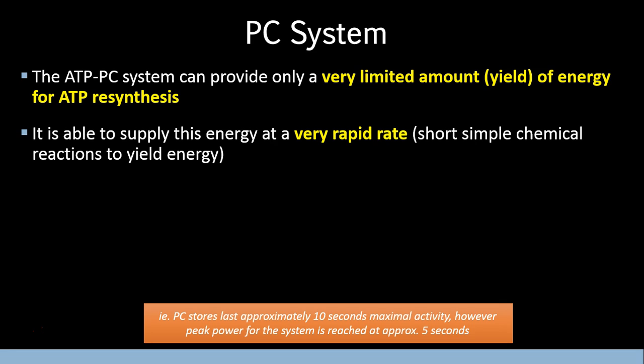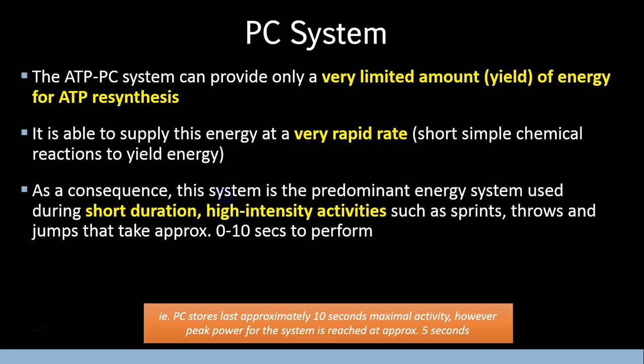But because we're just breaking down that simple chemical of PC, so there's just one bond that we need to break down, it's a very simple chemical reaction to get the energy required to generate ATP. So we can produce ATP at a very rapid rate when we use this system. And that's really important if we're looking at high intensity, explosive, short duration activities in sports and different activities and events.